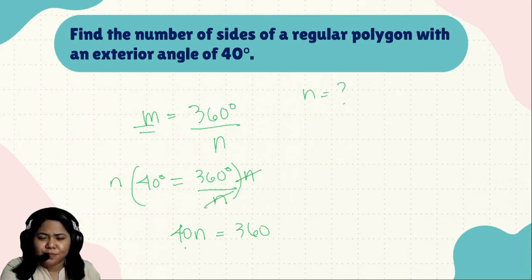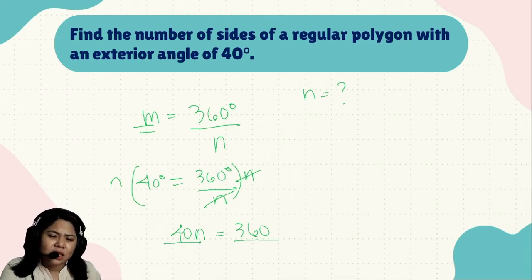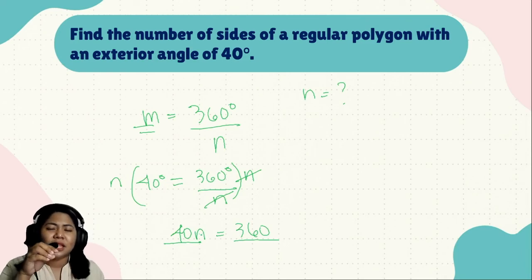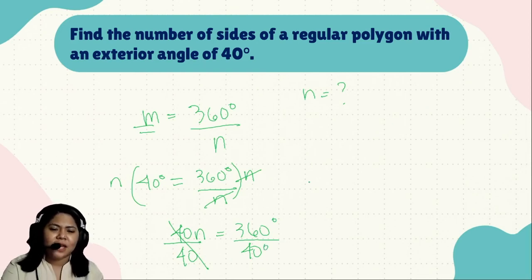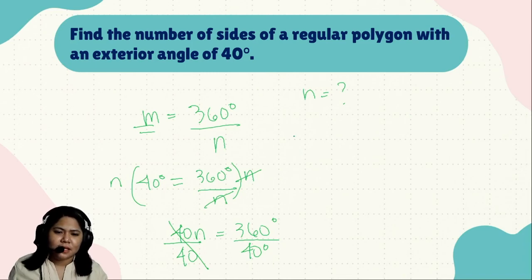Isolate n. Balik mo. We need now to do the opposite of multiplication. Kasi 40 and n, ang operation between that is multiplication. So, divide by 40, divide by 40. Cancel. What is 360 degrees divided by 40 degrees?